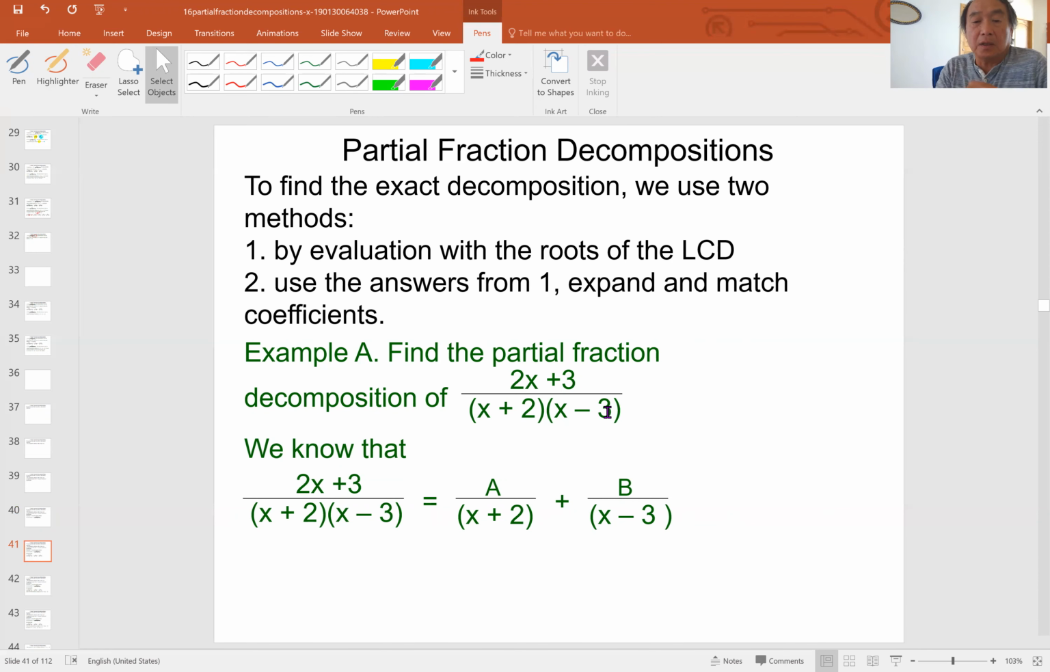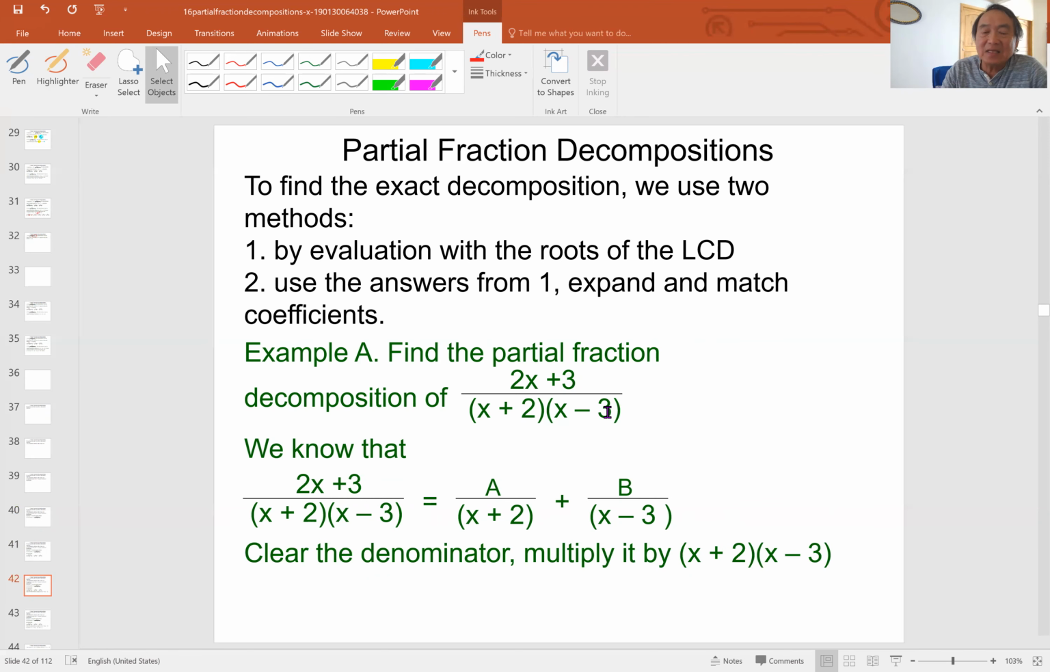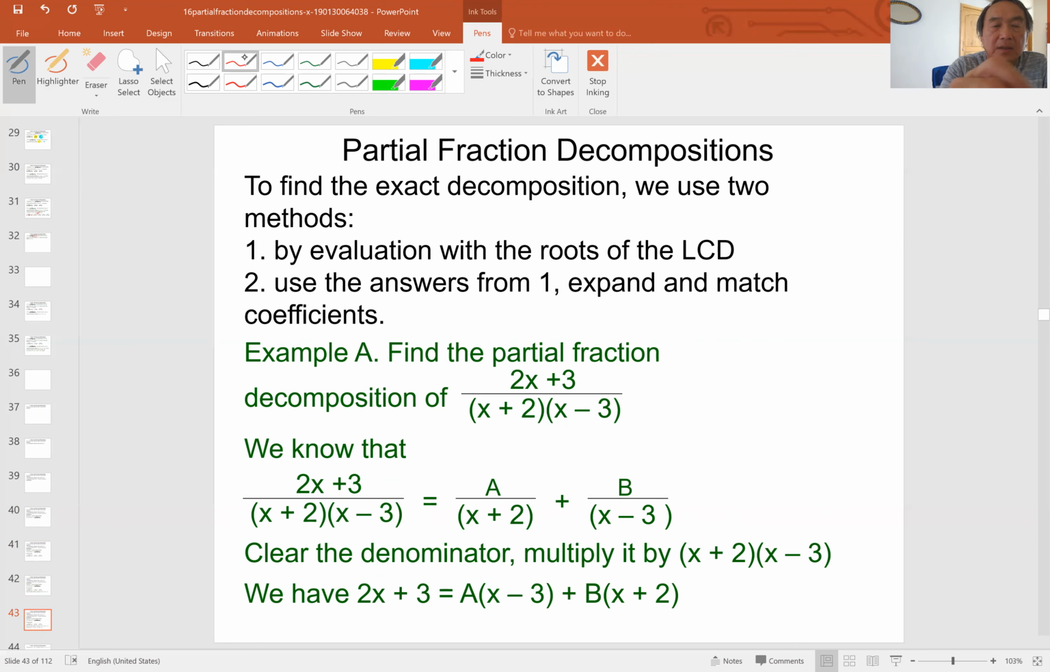These numbers, A and B, I can fish out really easily. How? Clear the denominator first. You get a lengthy looking equation. By the way, this is supposed to be an identity. You're not solving for x. You're matching numbers to solve for A and B, so that it is identical and works out to be 2x plus 3.